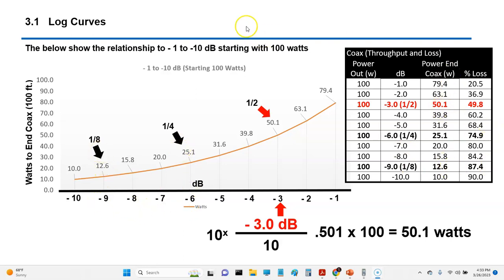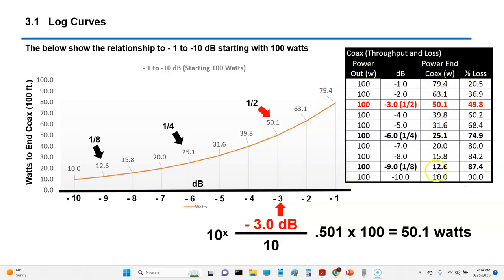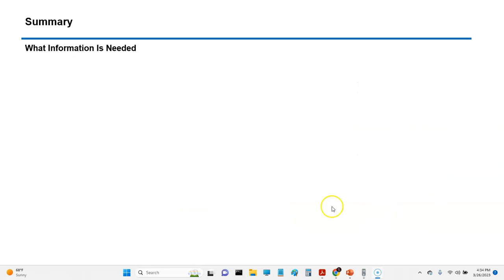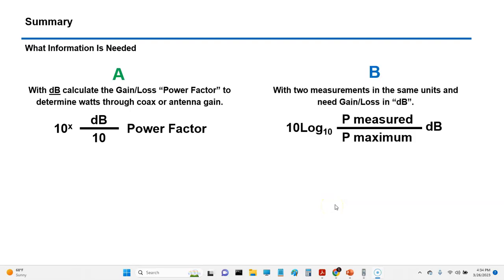And you can see over here the losses. If you want to look at some numbers, you have how much power is getting through the coax in this column here. In this column here, it shows you how much loss. All right, again, mainly you just need to know the two formulas. And once you know those, that'll get you through log.